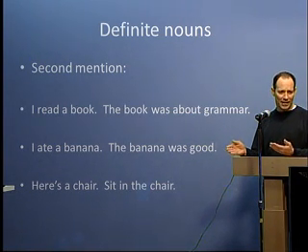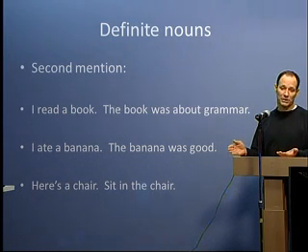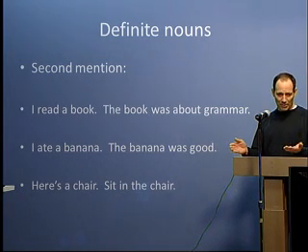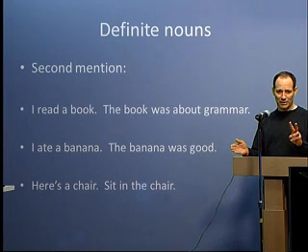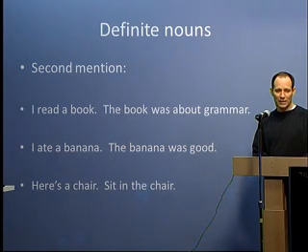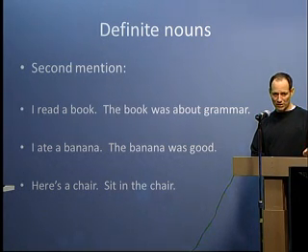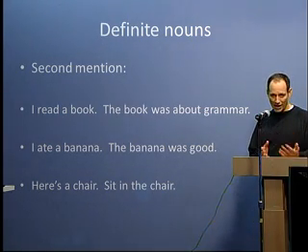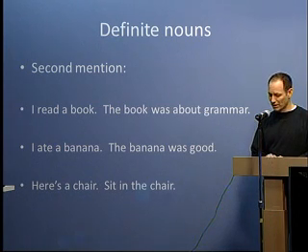If we look at the second sentence, I ate a banana. It's the first time I've talked about it. The banana was good. I use the because it's the second time I talked about it. It's definite because we both know it's the banana I just mentioned a second ago. And the last one, here's a chair. Sit in the chair. A chair, first mentioned. Sit in the chair, the second time I've talked about it.